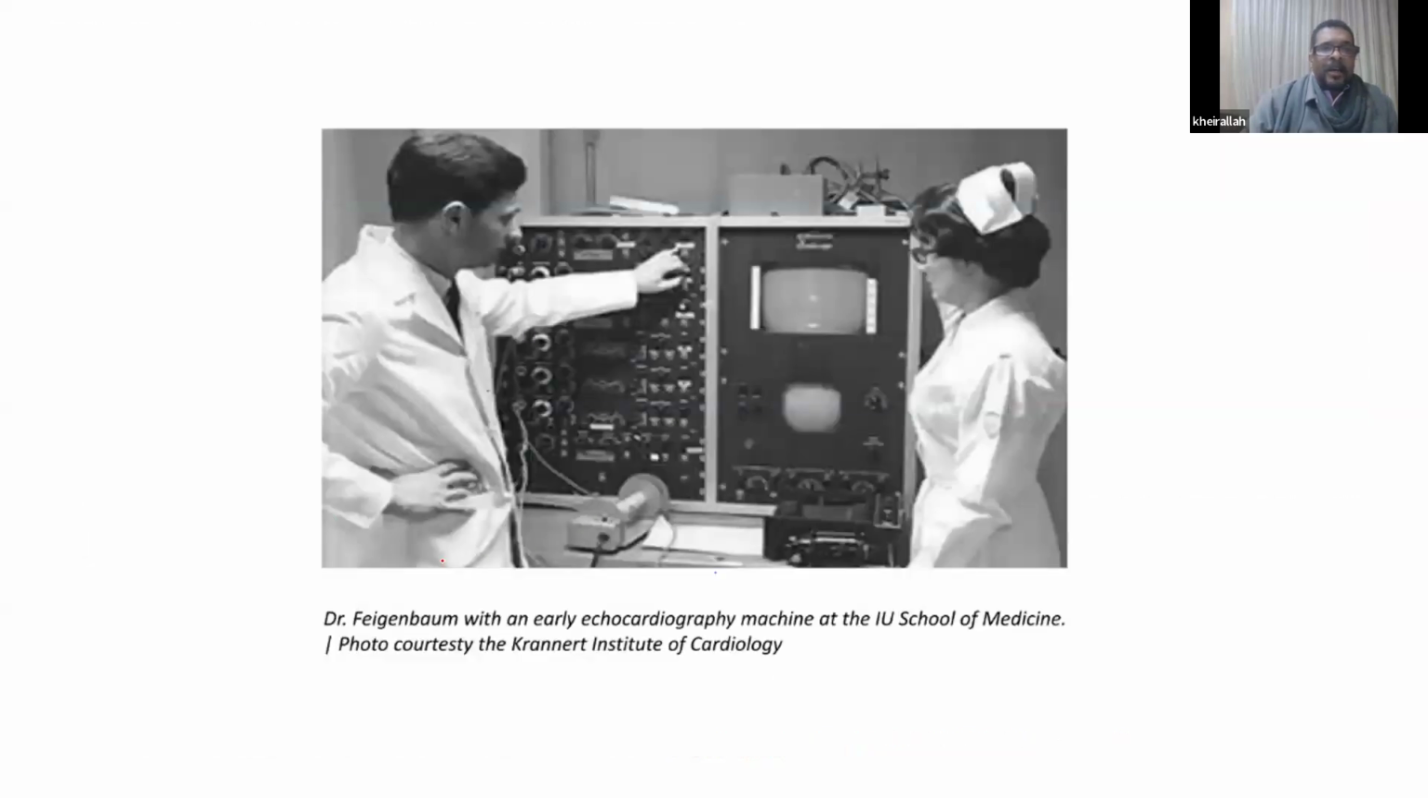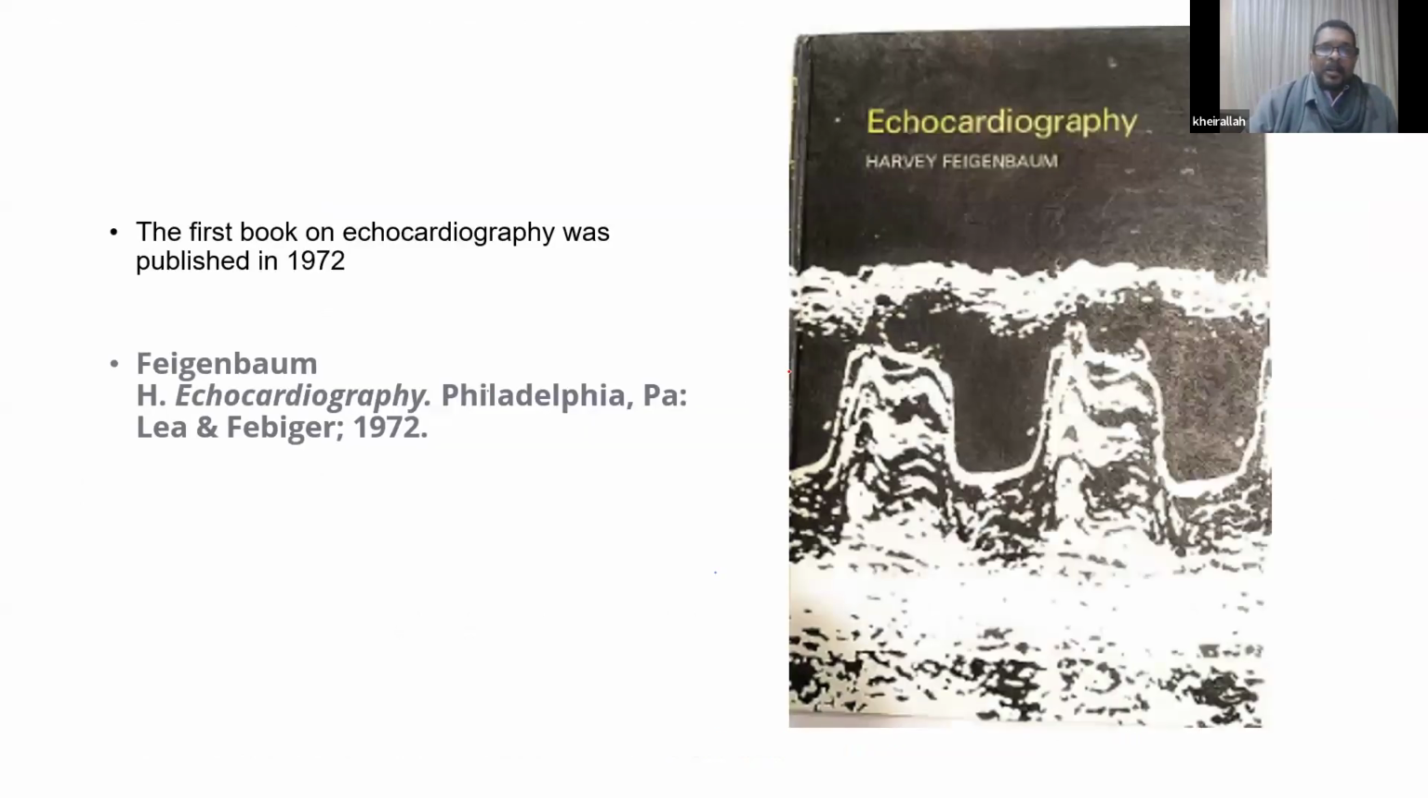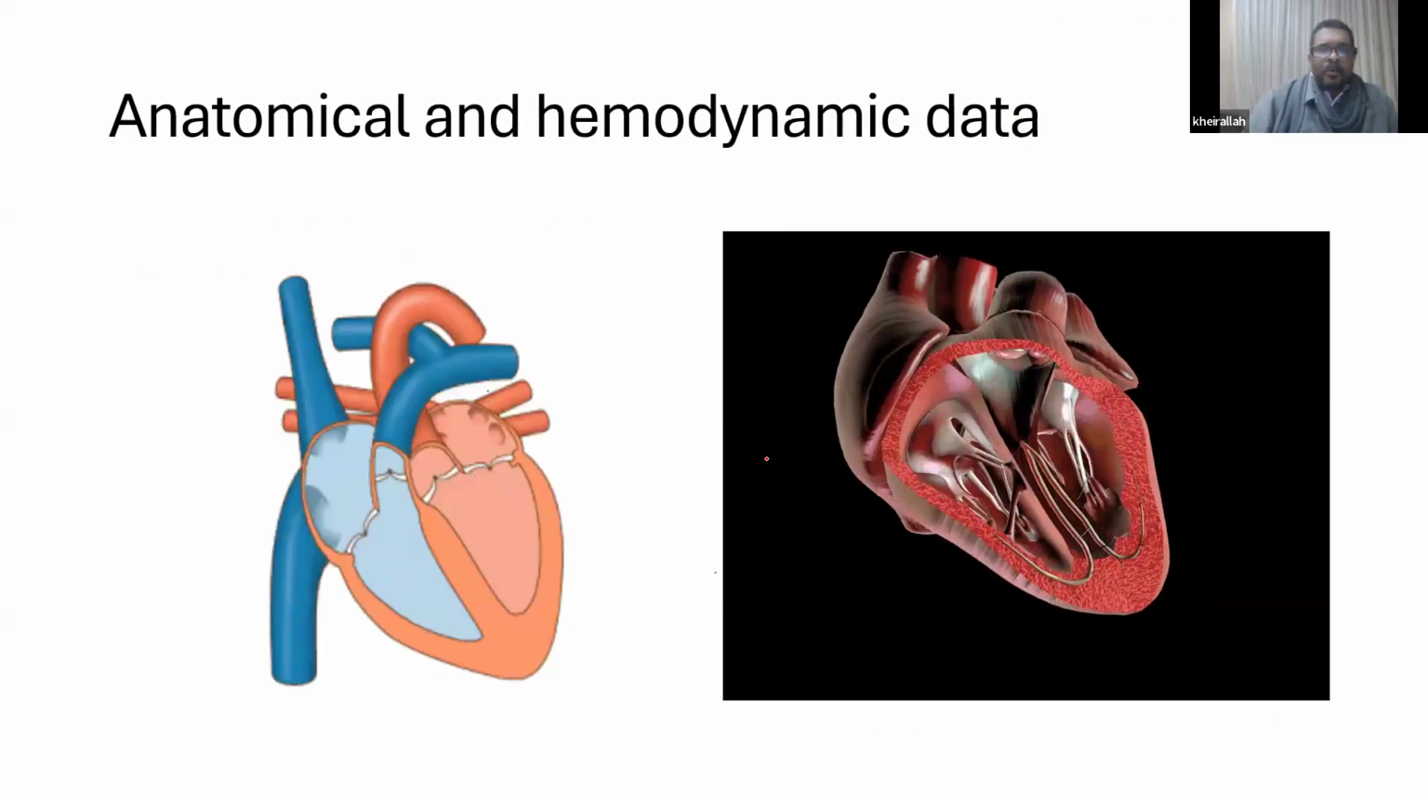Then came Feigenbaum, who is the father of echo, and he wrote the first book in echo in 1972, by Harvey Feigenbaum. Basically it was about M mode and bright modes. The first disease that was seen by the first technology of echo was pericardial effusion. Then gradually things have gone forward.